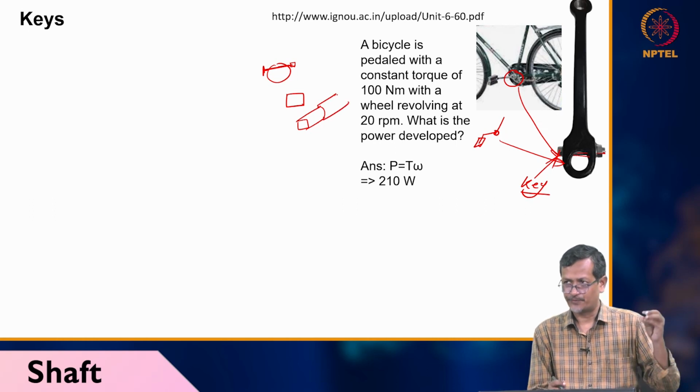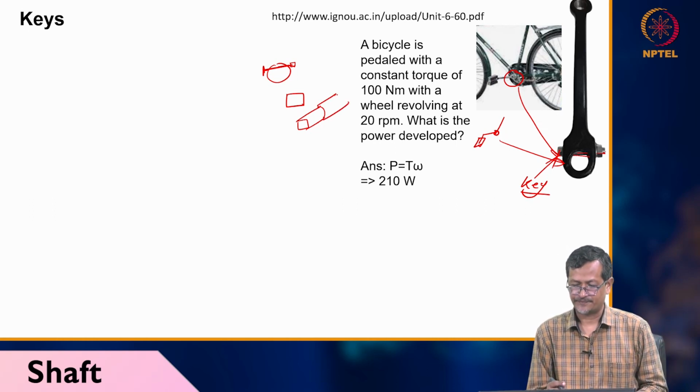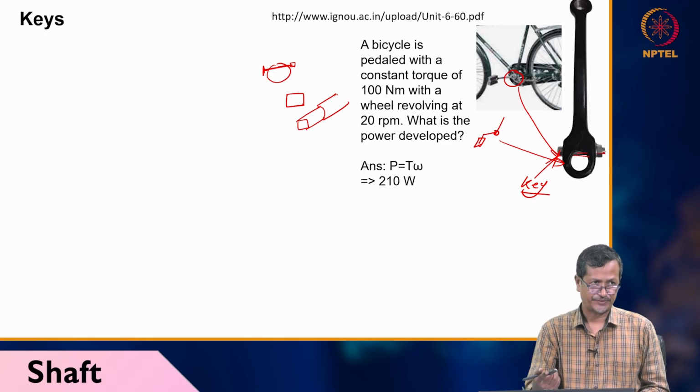Okay, so just you put it inside, and it will be rotating smoothly. So just to prevent relative motion between these two, so that you can transfer torque. Okay, now there are different types of keys.